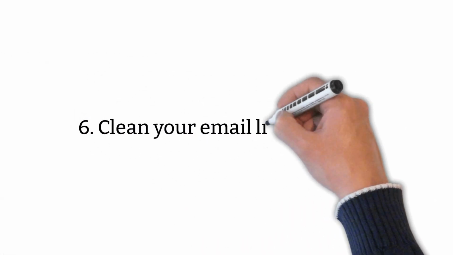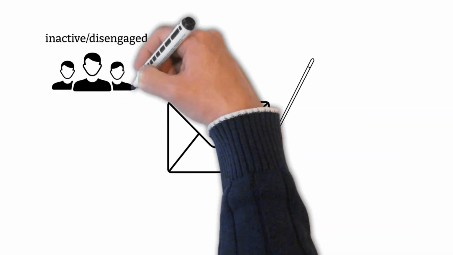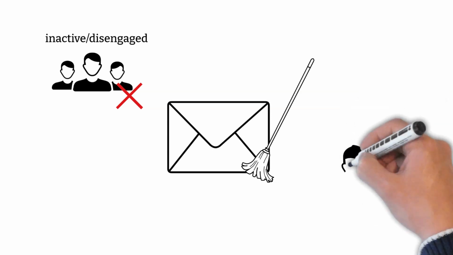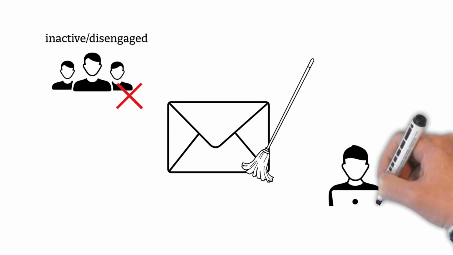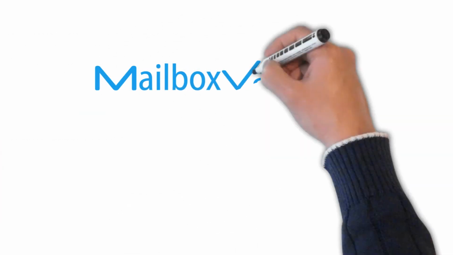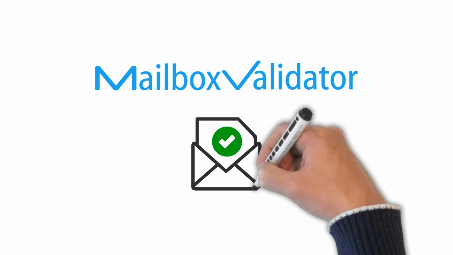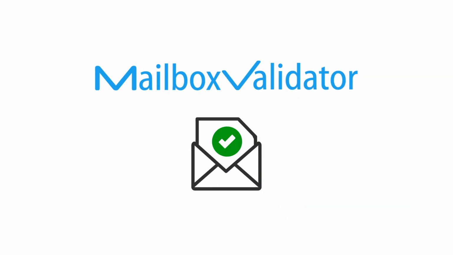6. Clean your email list regularly. Performing regular email cleaning by removing inactive or disengaged subscribers is crucial. A clean email list can help you send emails to interested audiences only. Utilizing an email cleaning service such as Mailbox Validator can assist in keeping the hygiene of your email list and eliminating the need for manual efforts.